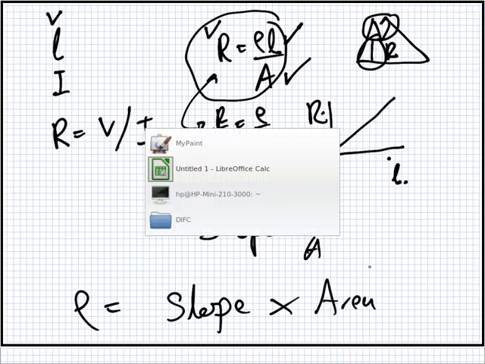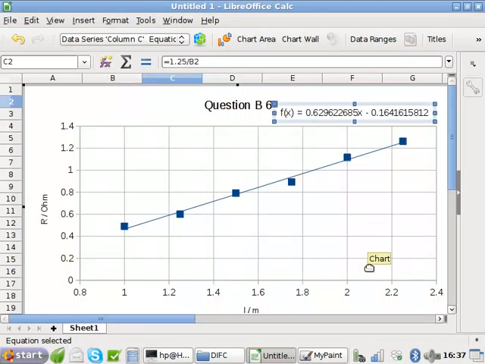So if we go to the graph, what's the slope here? 0.629, and the formula for area is pi r squared. And what's the r? 1.1 divided by 2, because that's the diameter. I know, I'm not finished my sentence. 1.1 divided by 2.